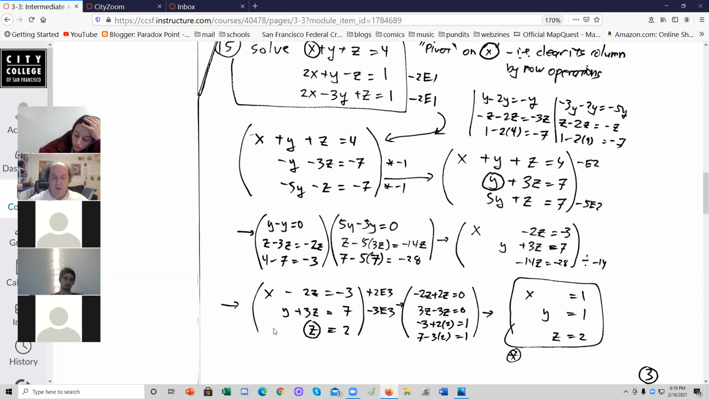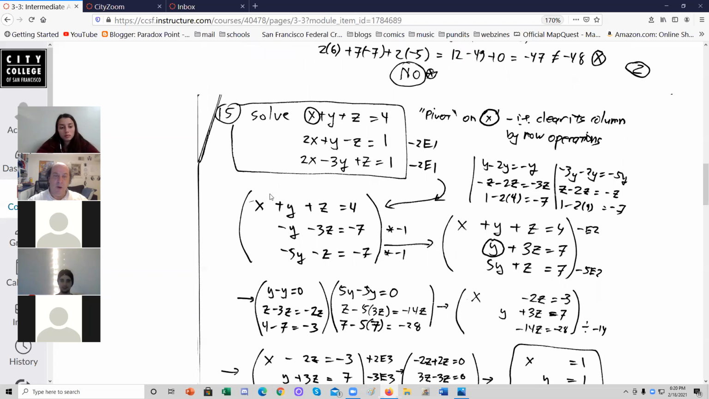All right, now since there's nothing happening here, these parts stay the same, so x remains the same. Negative 2z plus twice z is 0, poof. Negative 3z plus twice 2 is 1, so we get a 1 there. Here 3z minus 3 times z cancels, poof. 7 minus 3 times 2 is a 1, so we put a 1 there. And we're done. X is 1, y is 1, z is 2, and there's the solution to the system.